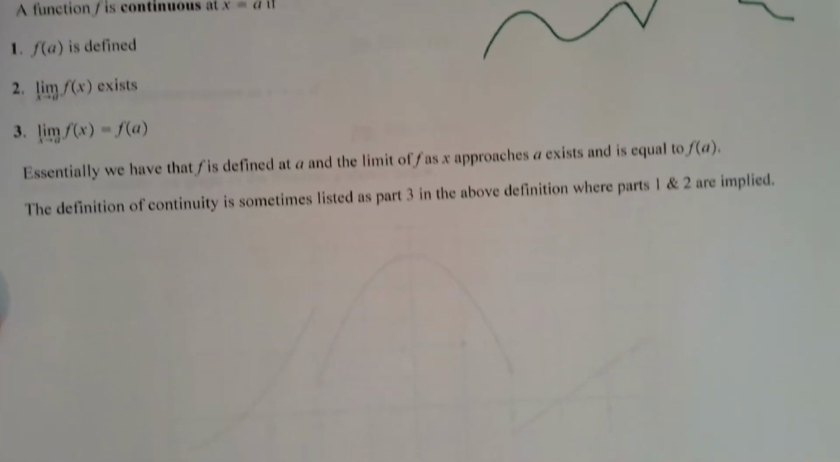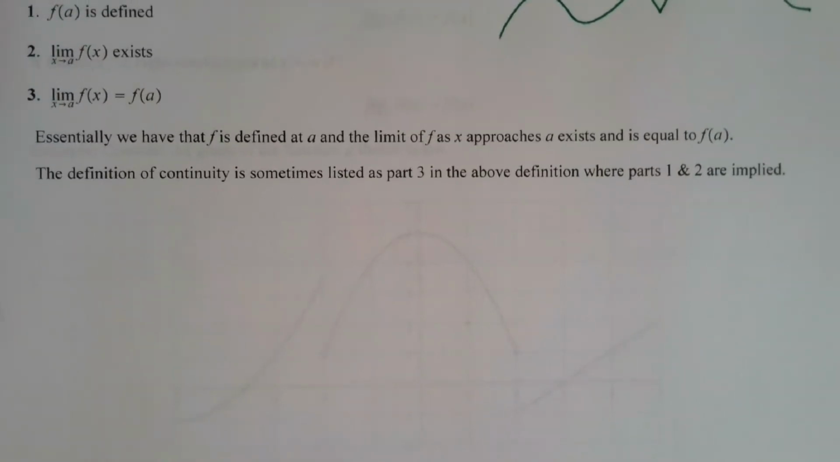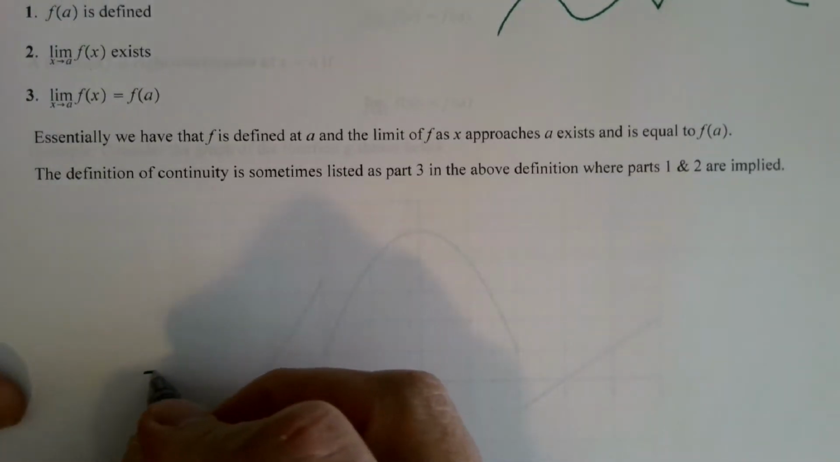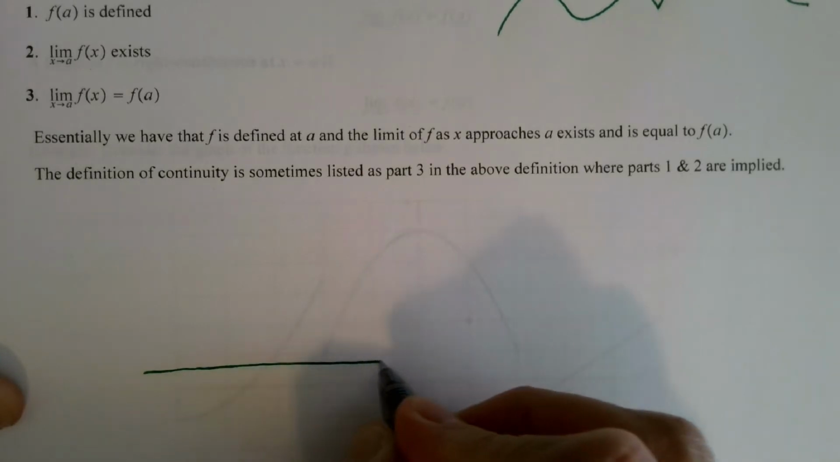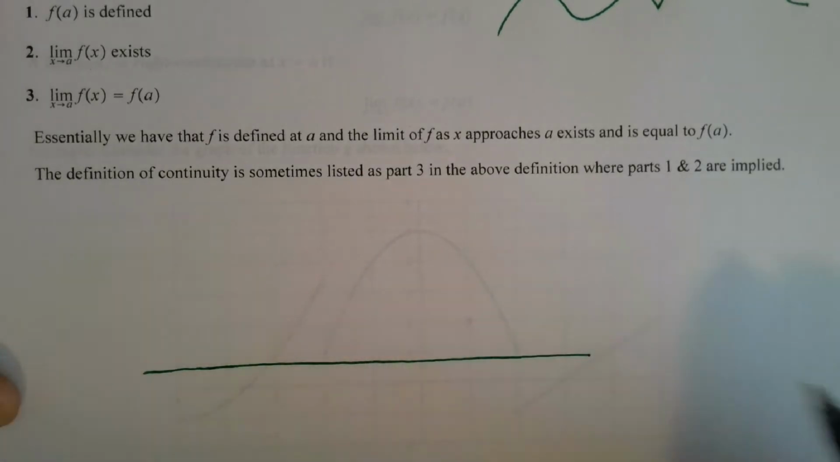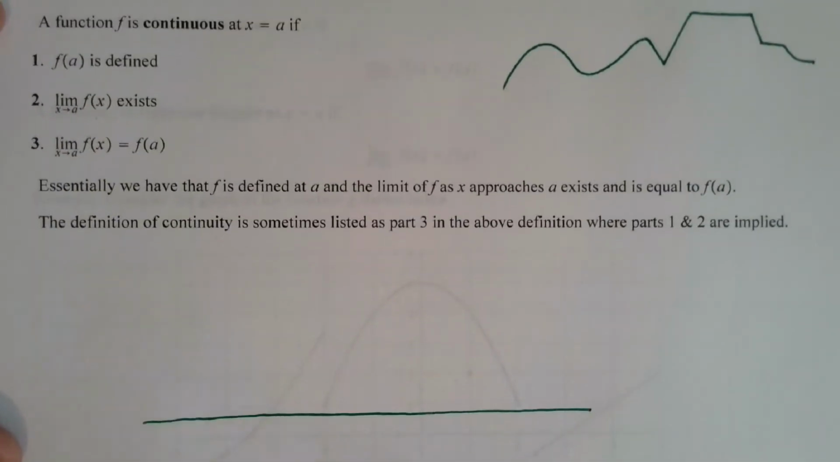Now let's take a look at this. I want to show you how we can have points where a function is not continuous. And when it's not continuous, we sometimes say it's discontinuous. Discontinuous is not continuous.